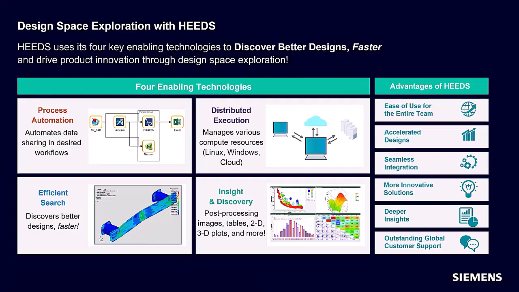There are 4 key enabling technologies that make HEATS a great tool to help drive product innovation. Process automation enables the execution of CAD CAE tools without any manual intervention. The distributed execution capabilities allow for leveraging remote HPC resources to aid in faster computation. The state-of-the-art search framework Sherpa enables efficient search with its unique hybrid adaptive techniques. And a dedicated post-processor called HEATS Post comes with several post-processing tools to help gain insights from the data generated and to compare the high-performing designs discovered by HEATS.